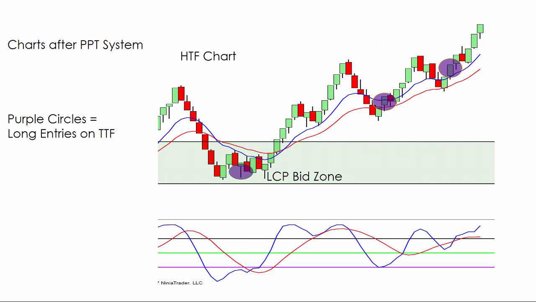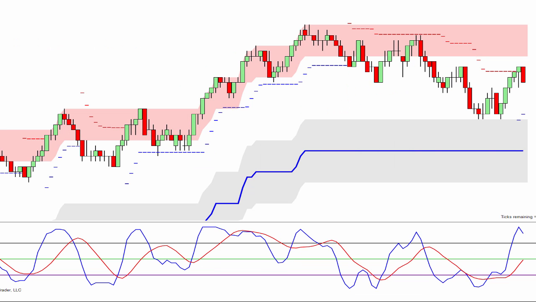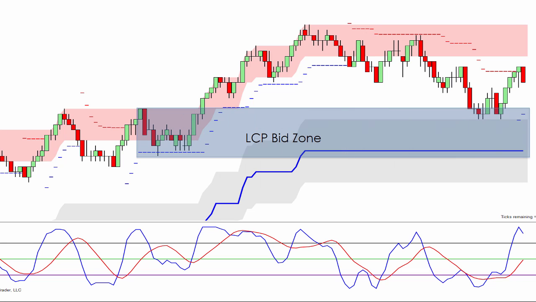So the purple circles, these are 3 trades that were taken this day. On our high time frame chart, we have a bid zone only. So we know that on our trading time frame, we're only looking for longs. Let's take a look at trade number 1 right here. Okay, let's go to our trading time frame. Here's our LCP bid zone on the trading time frame. Now here's an LCP offer zone.